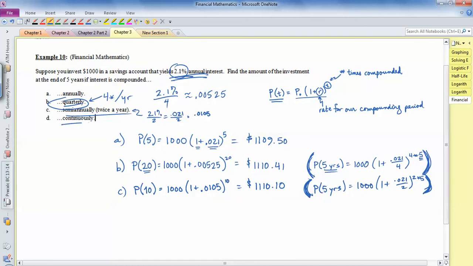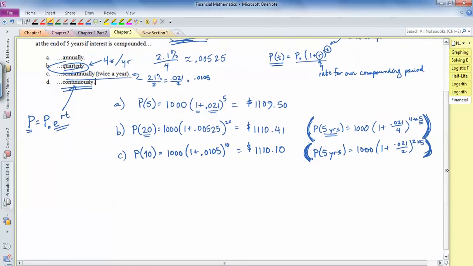Okay, continuously uses a different formula. Continuously means you're constantly compounding. And the formula for continuous compound interest, the amount that you have left at the end, is this. That PERT formula might look familiar to you. At the very end of this video, I'll talk about where that e to the RT comes from, although I'm not going to prove it because we haven't taken calculus yet. It's another thing that calculus comes in handy for.